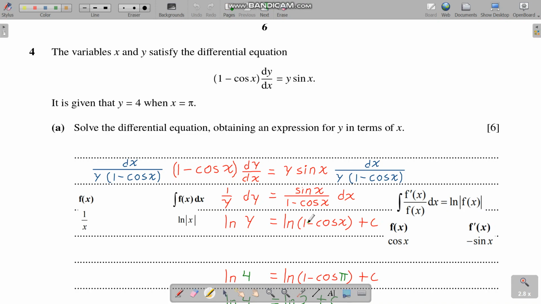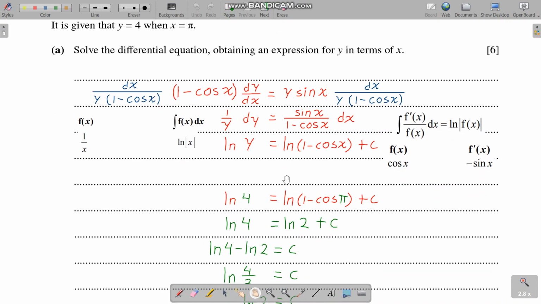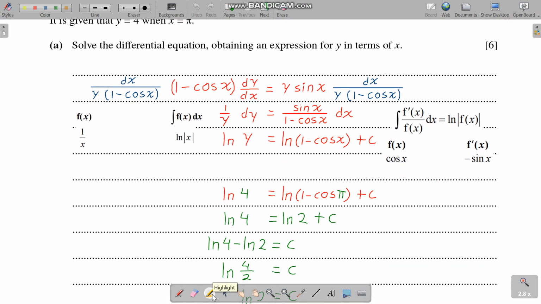So we can do that by multiplying or dividing both sides by something. So here we multiply both sides by dy over y times 1 minus cos x, because we can cancel out. We have only 1 over y dy on the left, and on the right we cancel out. We have sine x over 1 minus cos x dx on the right.